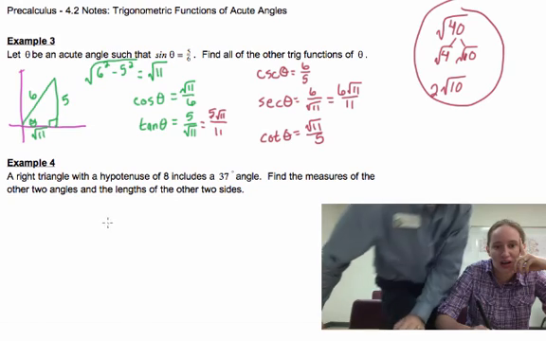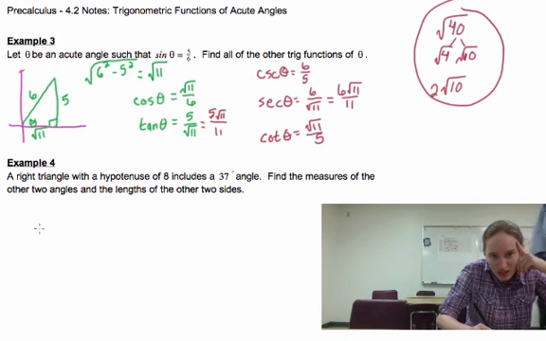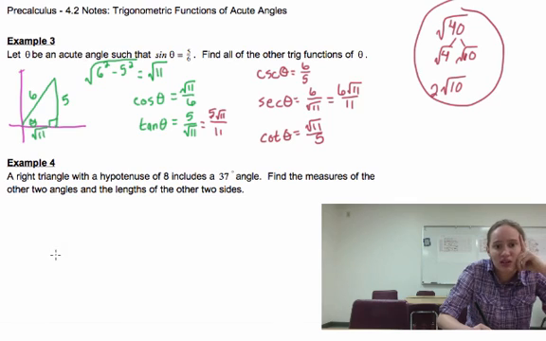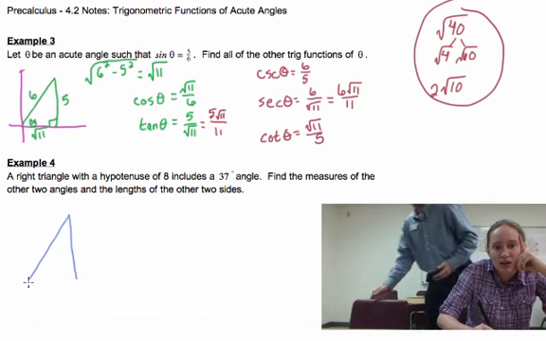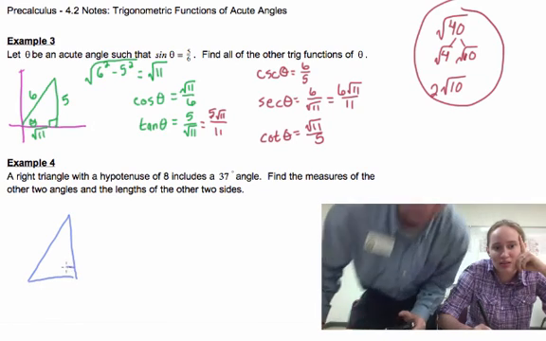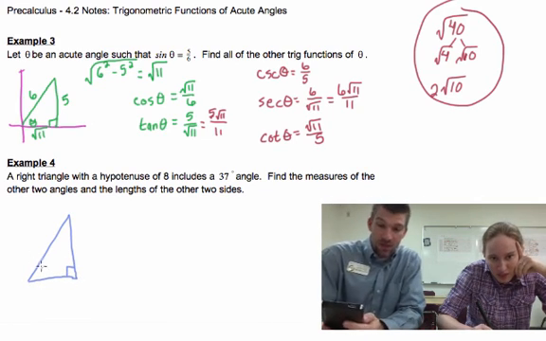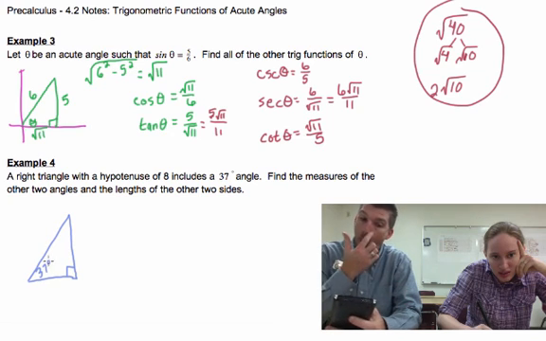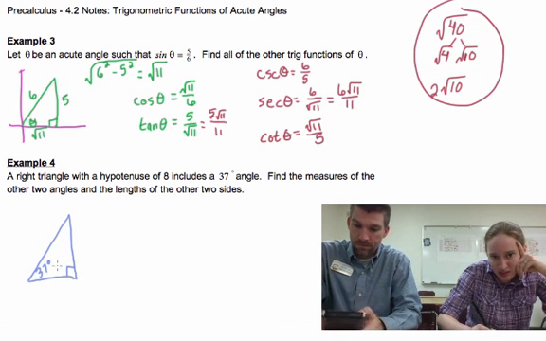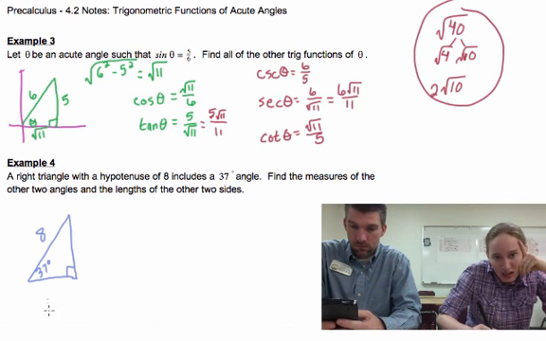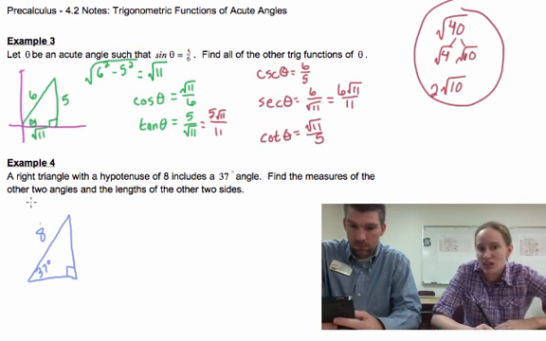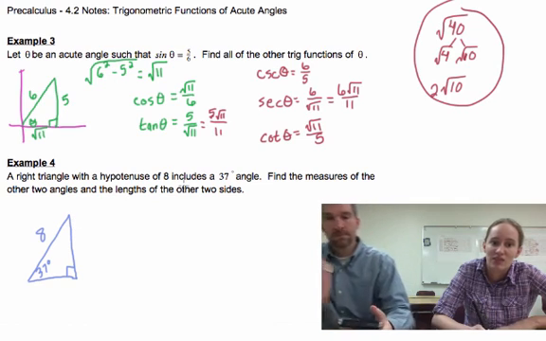Okay, a right triangle with a hypotenuse of 8 includes a 37-degree angle. Find the measure of the other 2 angles and the length of the other 2 sides. So, make sure your calculator's in degree mode. It really doesn't matter which angle we label as 37 degrees, just that we label one. A right triangle with a hypotenuse of 8. It wants us to find the measures of the other 2 angles and the lengths of the other 2 sides.